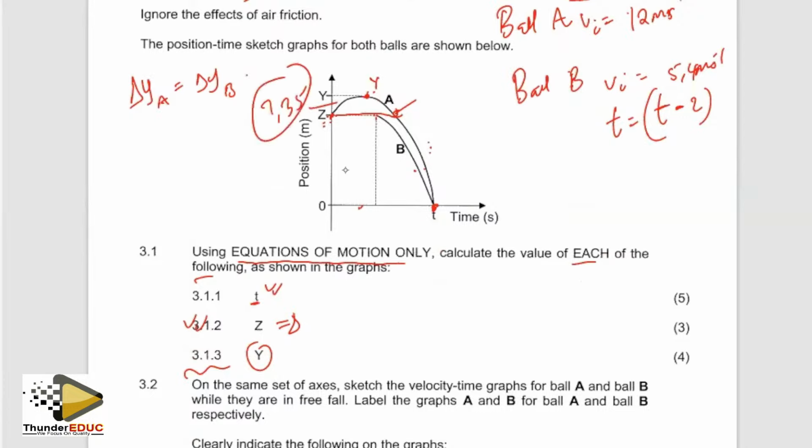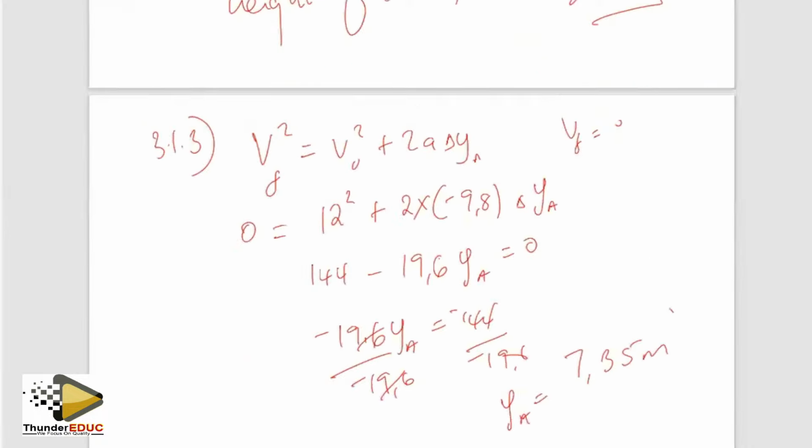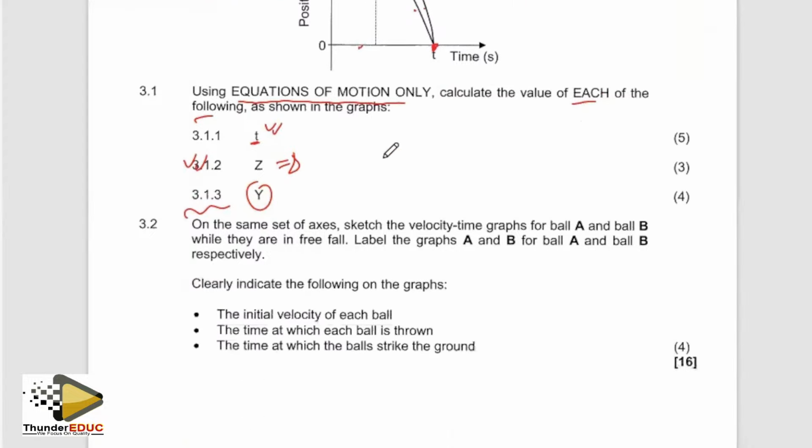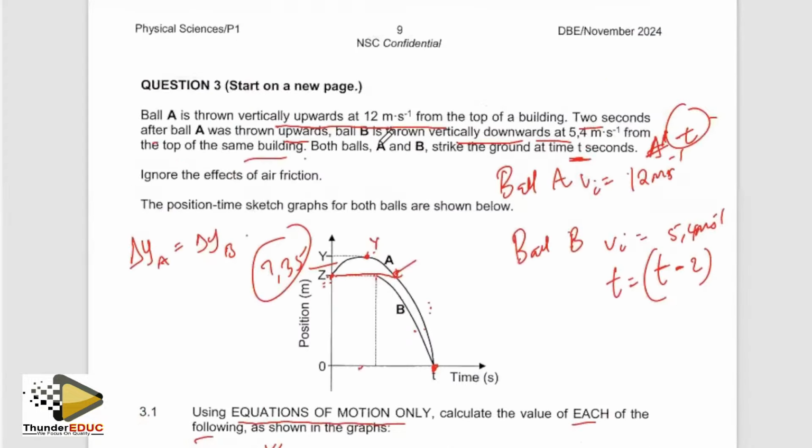Now, since I'm looking for the height from the ground, I have to add the 30,2. So 7,35 plus 30,2 is 37,55 meters. So this is the Y value. So that would be my approach. Just let me know in the comment section how you approached this question.